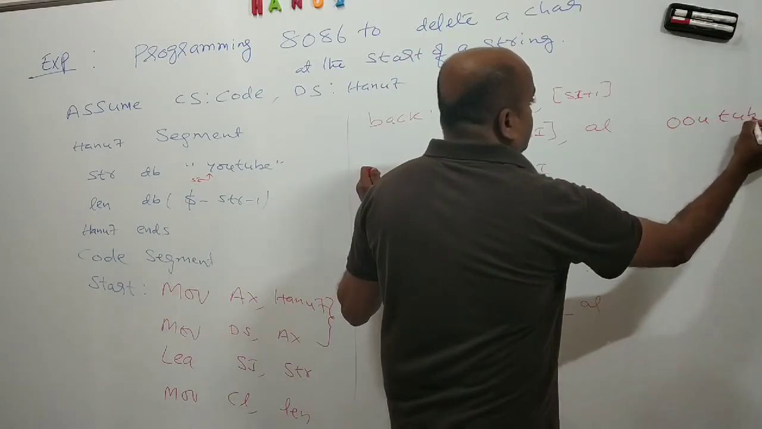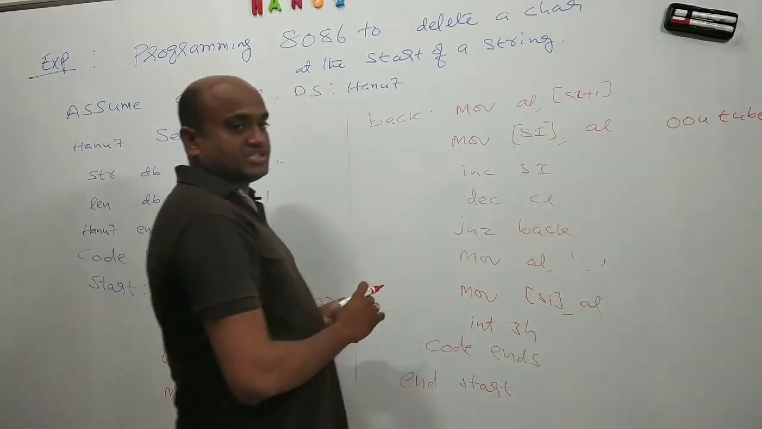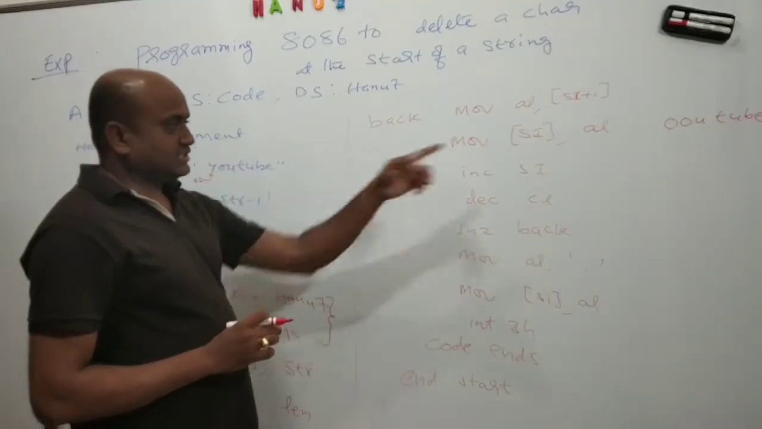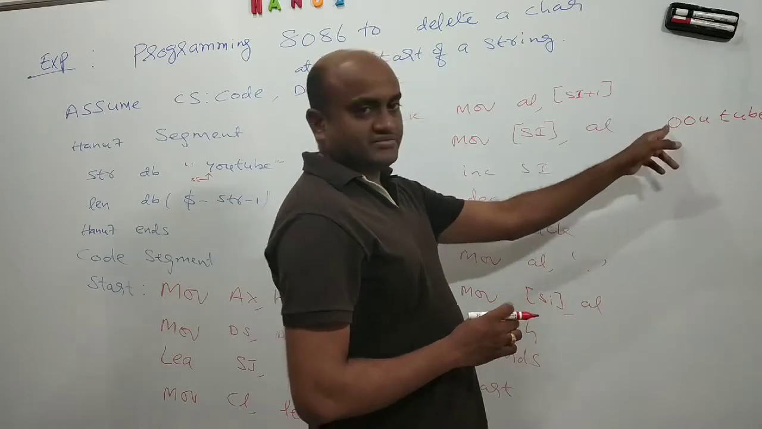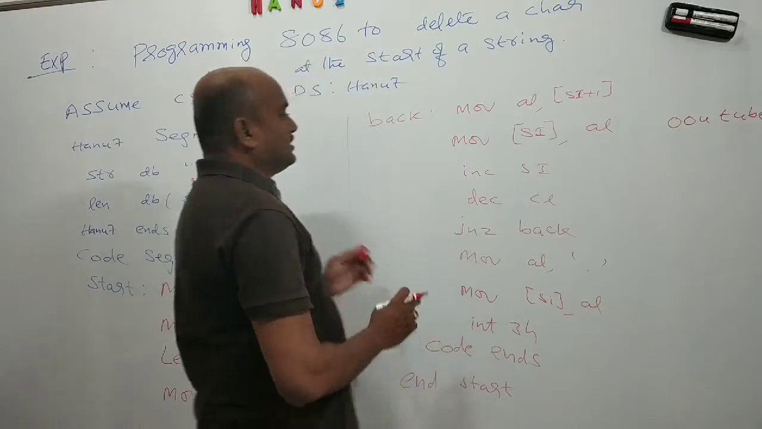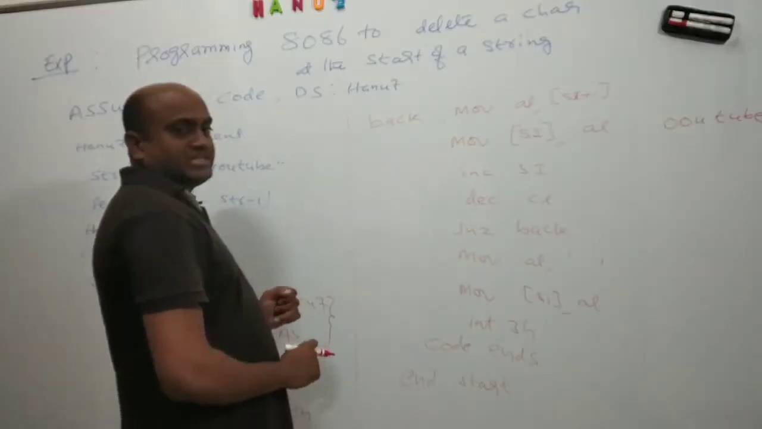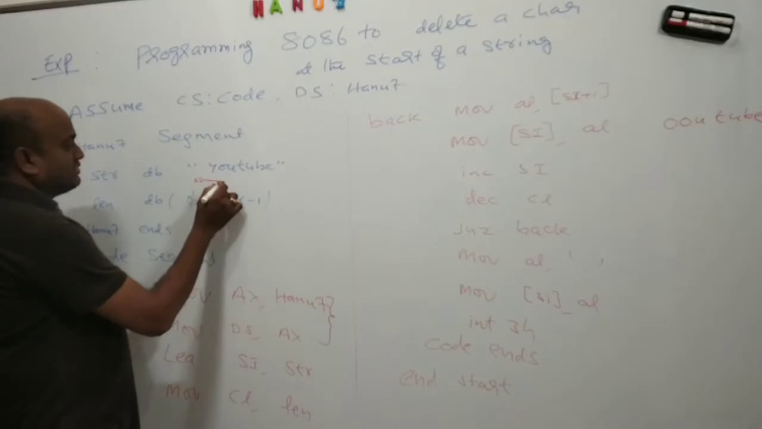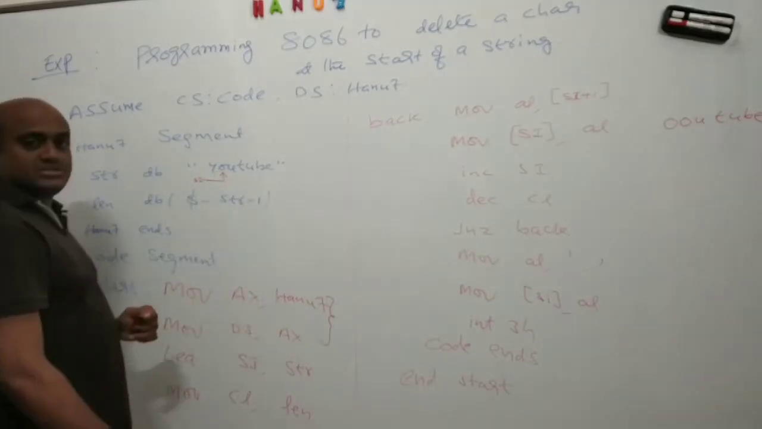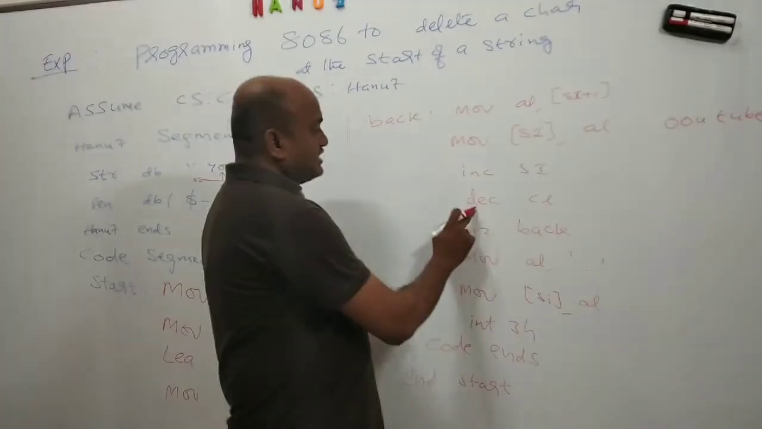Here in this step, whatever I explained in the logic, same thing is happening here. The second character is getting copied into the first location. Then immediately what I am doing, I am incrementing SI. Instead of making SI point to the first memory location, I am incrementing SI to point to the second memory location. And decrementing CL.